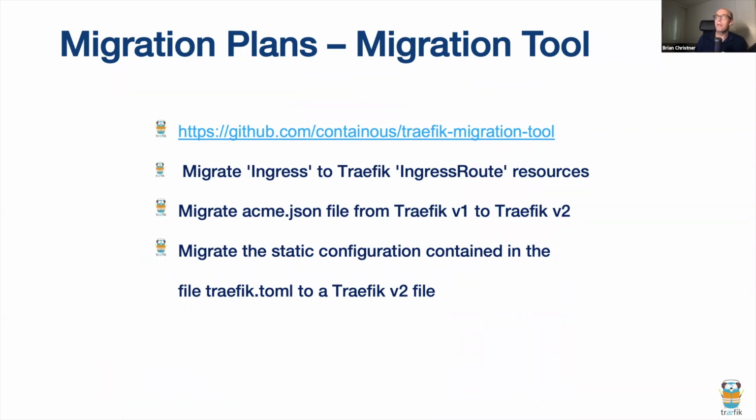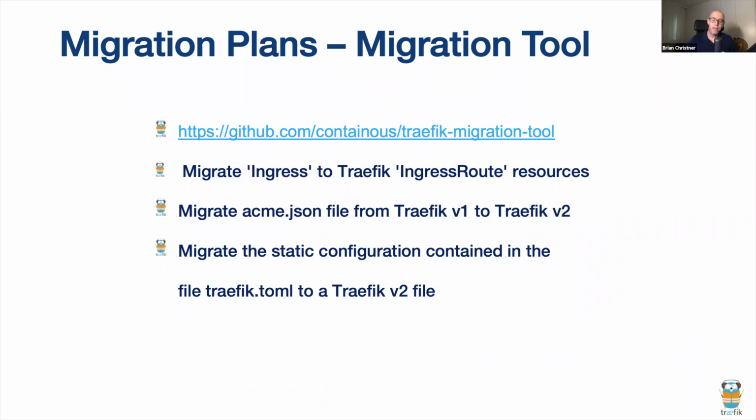Now, one of the tools available within the migration plan is a tool by Containous, which is the Traefik migration tool. And this is just part of the repo. What it does is it allows you to point this tool at your Traefik directory, and it takes either your ingress to Traefik. It migrates your Acme JSON from Traefik 1.7 to 2.0. And it also migrates your TOML file, so your Traefik TOML file for you.